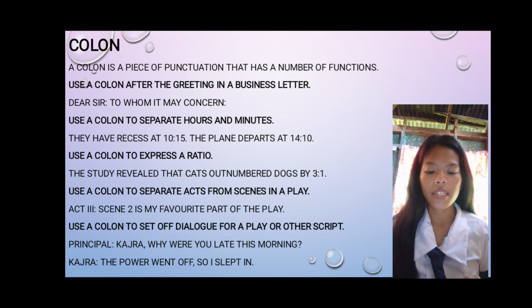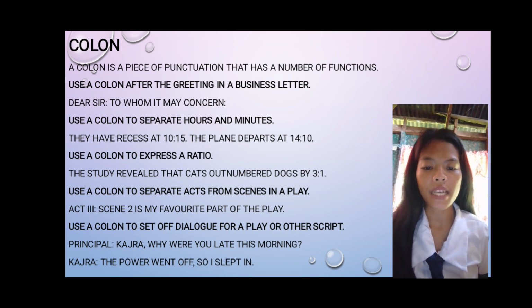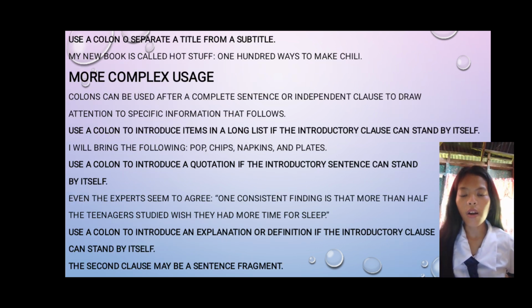Use a colon to set off dialogue for a play or other script. Principal: Kadra, why were you late this morning? Kadra: The power went off, so I slept in. Use a colon to separate titles and subtitles. My new book is called Hot Stuff: 100 Ways to Make Chili.